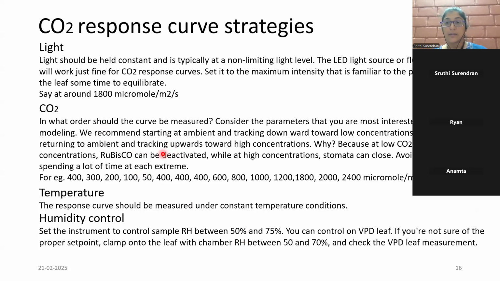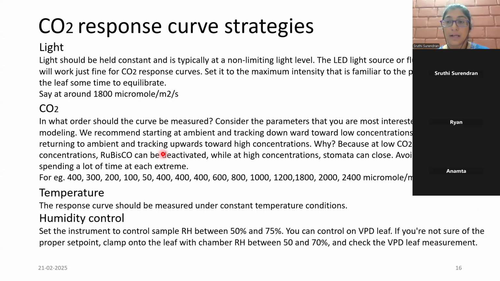So we set the light to 1800. We set the temperature to a particular value, say that day's ambient temperature, say it is 30 degrees Celsius. Then we set the temperature to 30 degrees Celsius. Humidity, generally we set it to between 50 and 75 percent. A lot of experiments have been conducted in a lot of varying conditions, so usually the humidity is set to a value between 50 and 75.